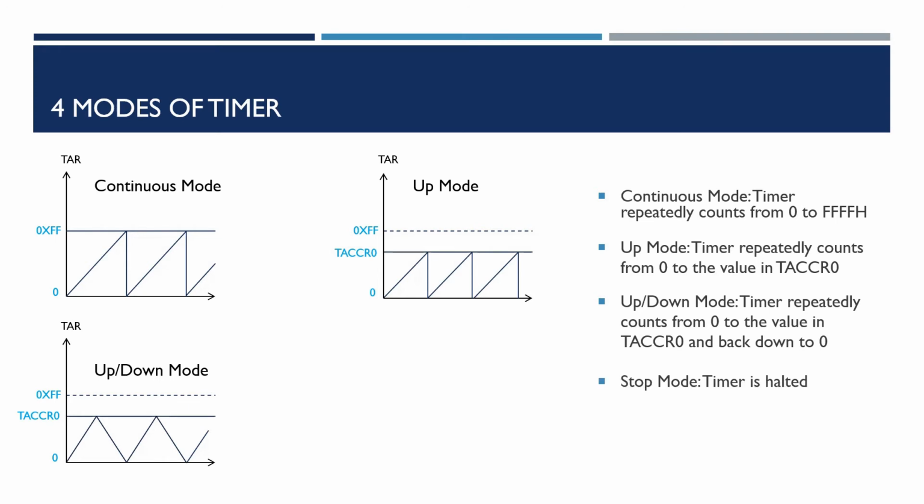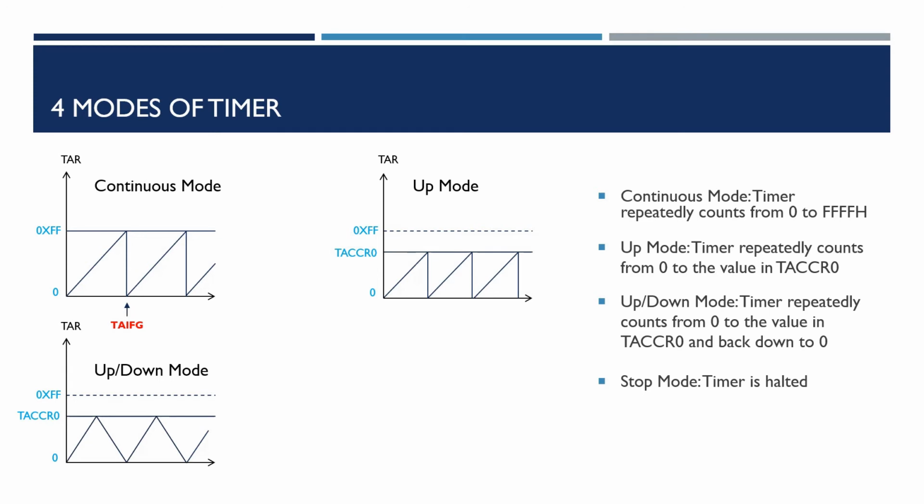And the last mode is stop mode, wherein the timer is simply halted, that is stopped. All right. Now there are certain flags, that is certain interrupts, which are associated with all these modes. So the first one is continuous mode. Now we've already discussed TAIFG. It occurs when the timer counts from the final value to 0. So in that transition, TAIFG occurs. That is when it drops from FFFFh to 0000h, at that time you get your TAIFG.